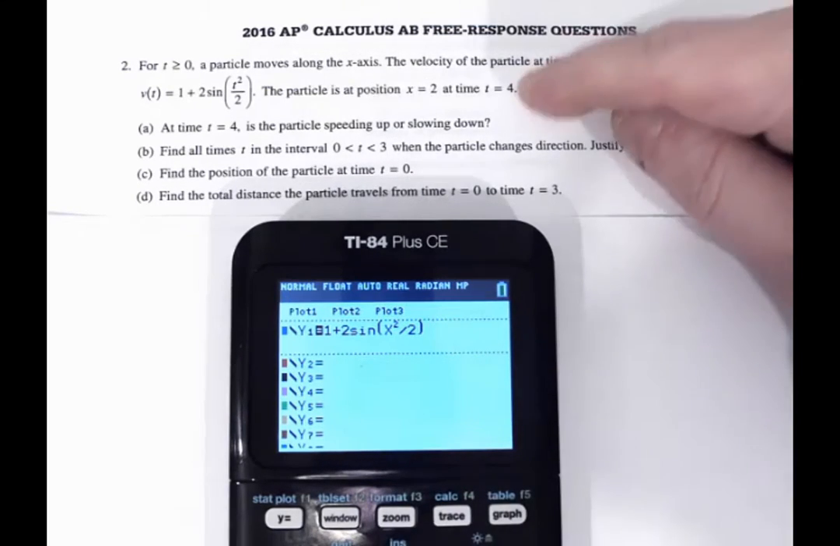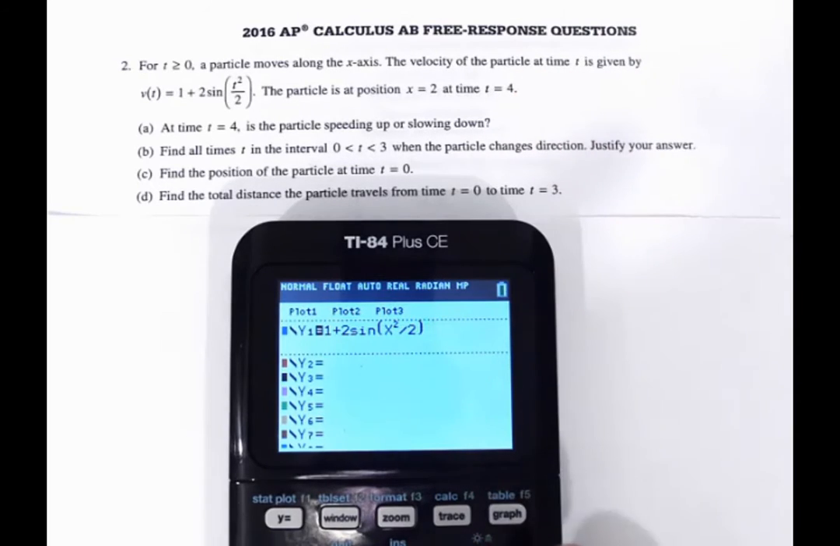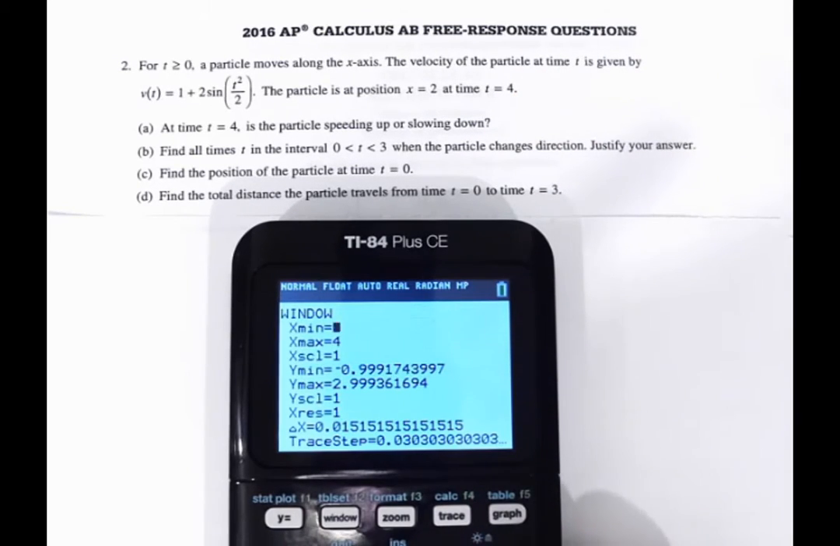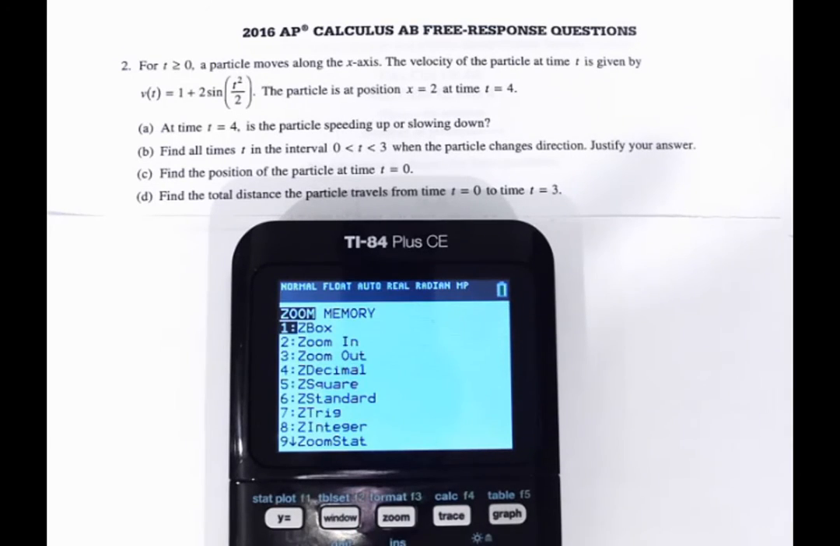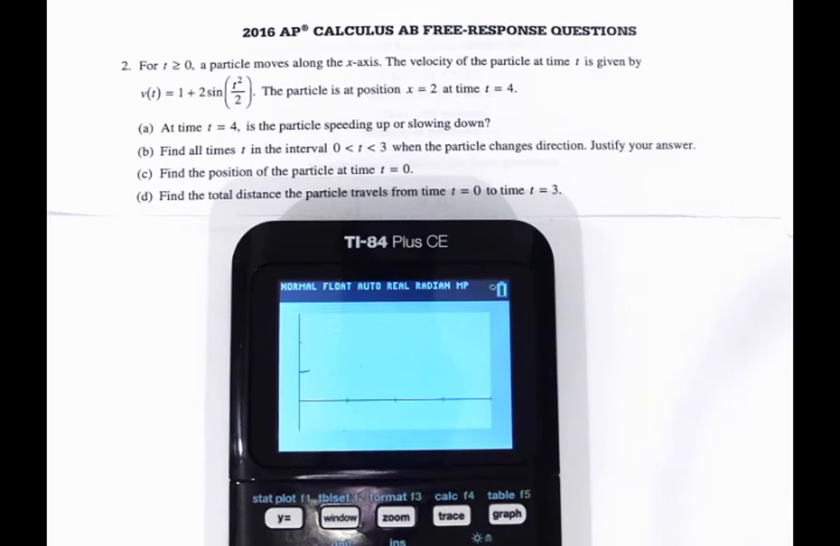Okay, I also see that I have to go up to time equals 4, so in the window I'm going to adjust my window to go from 0 to 4, and then I'm going to do the zoom fit, which is the 0 option, zoom 0, which provides the best picture possible on that particular domain of this function. Gets the mins and the maxes.